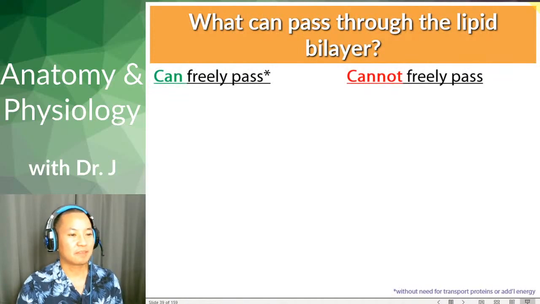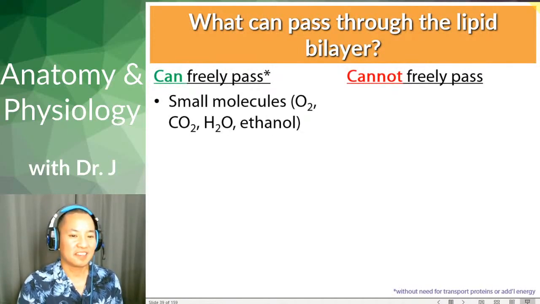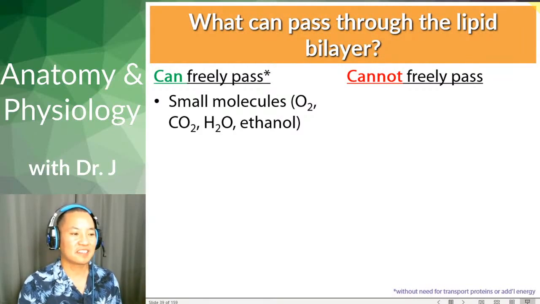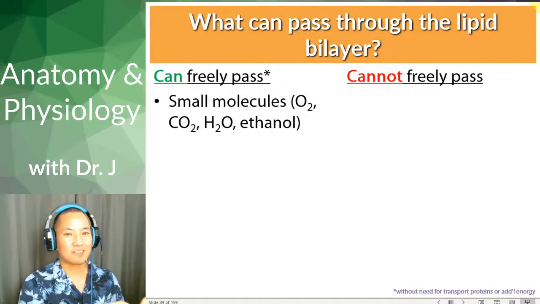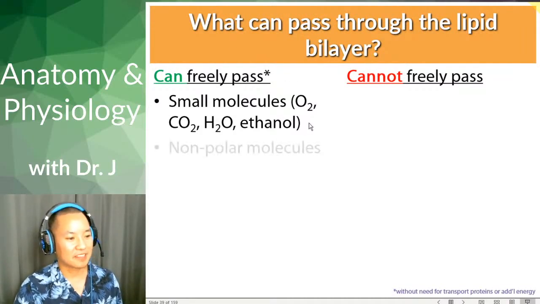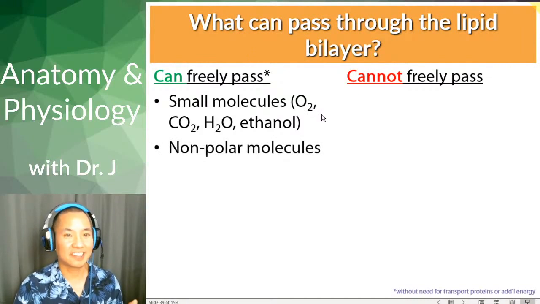Well, again, what can freely pass? Things that are very small, like oxygen and carbon dioxide, which are technically nonpolar. If you had to classify them as hydrophobic or hydrophilic, they're technically hydrophobic, but they're so small they can easily pass through. Things like water are technically hydrophilic. It is kept out to an extent by the lipid-based inner core of a plasma membrane, but it's so small it kind of has a free pass. The same goes for ethanol, which is also known as drinking alcohol.